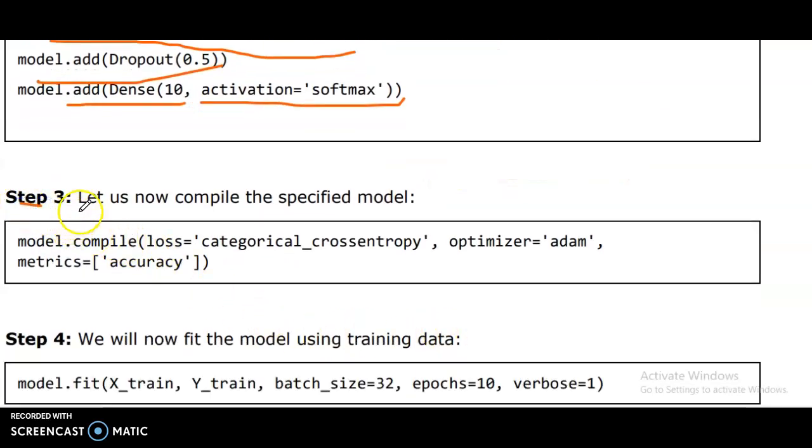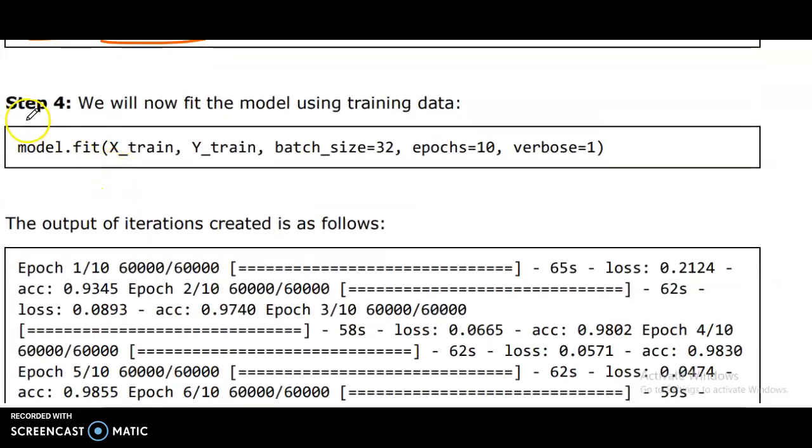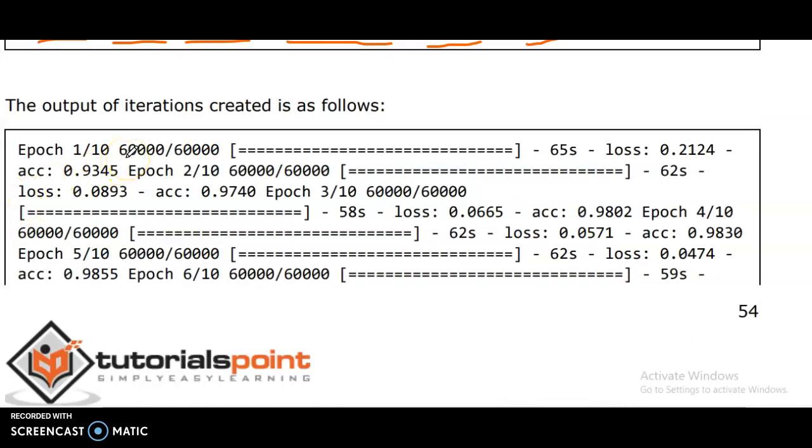Step 3. Let us now compile the specified model. model.compile, loss categorical cross entropy, optimizer equal to Adam, metrics accuracy. Then step 4. We will now fit the model using training data. model.fit of X_train, y_train, batch size equal to 32, epochs 10, verbose equal to 1. The output of iterations created is as follows.